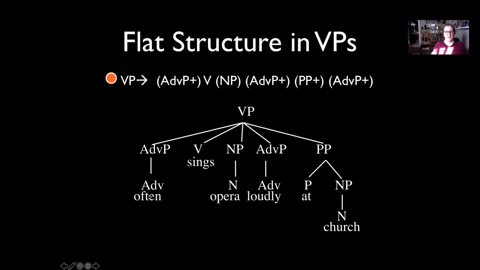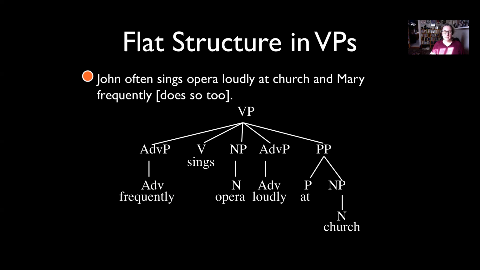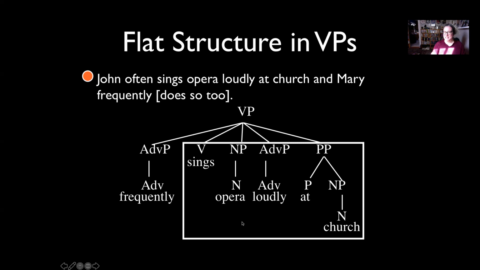And here's our verb phrase, often sings opera loudly at church. John often sings opera loudly at church, and Mary does so too. That does so too lets us know that often sings opera loudly at church is, by some tests, a single constituent, the whole thing. John often sings opera loudly at church, and Mary frequently does so too. Now in this one, does so too manages to replace these things, and we don't lose meaning, right? So is the constituent often sings opera loudly at church, or is it sings opera loudly at church?